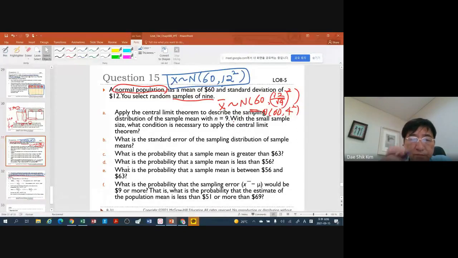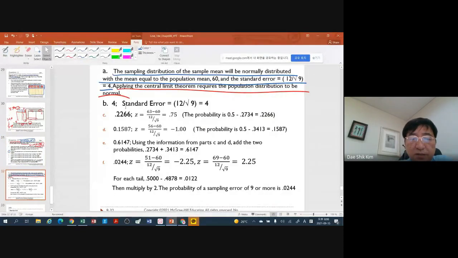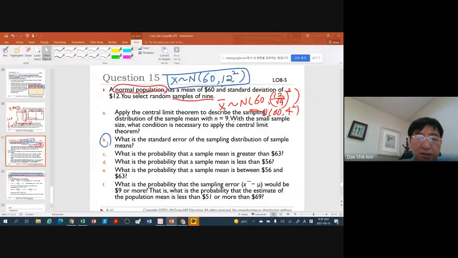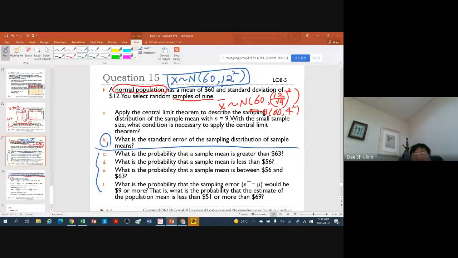Part B. What is the standard error of the sampling distribution of the sample mean? Sampling means, when you do that, what is sampling? We have already calculated it, it is 4. This is the standard error of the sample mean. Part C. So parts A and B are just preparation. The most important parts are C, D, E, and F. This is a very important part.